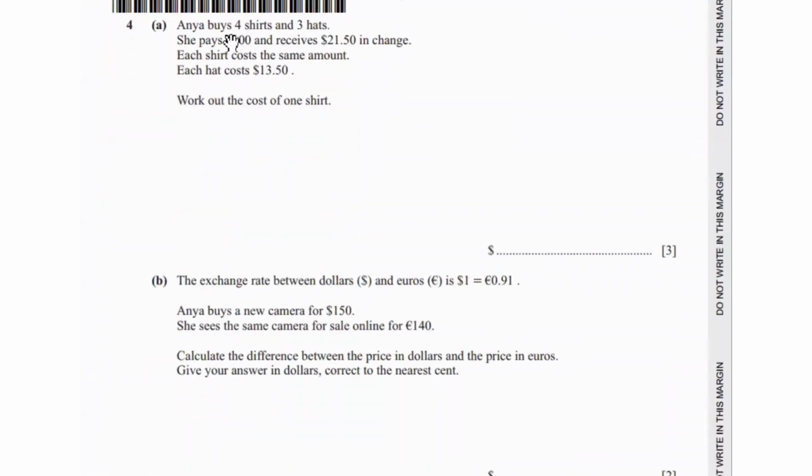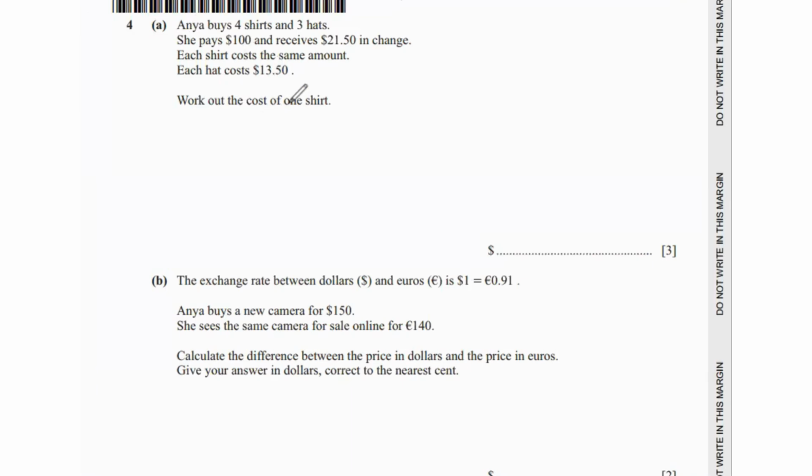Then it says Anya buys 4 shirts and 3 hats. She pays $100 and receives $21.50 in change. Each shirt costs the same amount. Each hat costs $13.50. Work out the cost of one shirt.